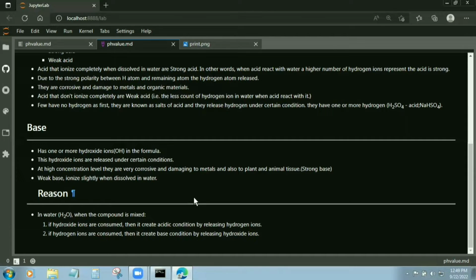The reason for acid and base behavior is that if a chemical compound consumes more hydroxide ions, it creates acidic conditions by releasing hydrogen ions. If it consumes more hydrogen ions by releasing hydroxide ions, then it creates basic conditions.